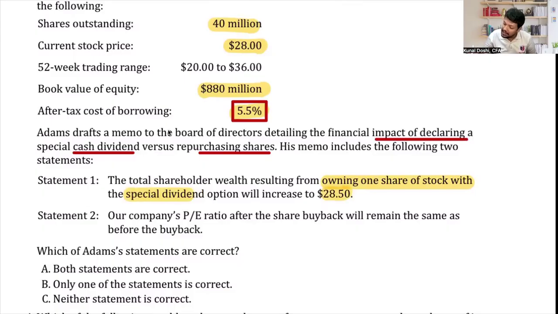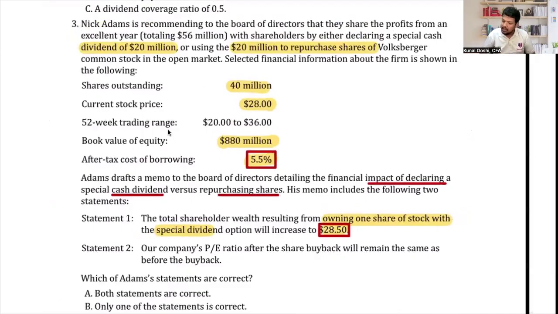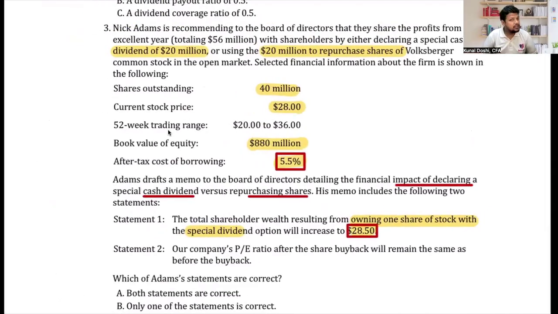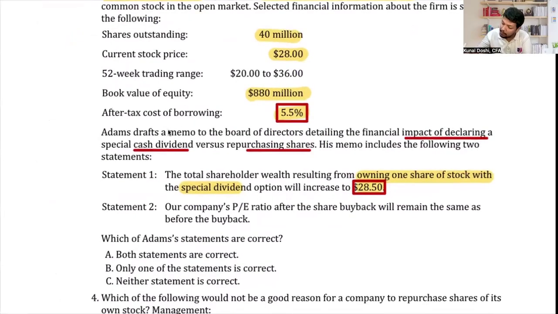Guys, when companies give a cash dividend, will your share price increase by the dividend or decrease by the dividend? First of all, will it increase or decrease? The problem is with this wording: it will not increase, it will decrease. Am I correct? Yes or no?